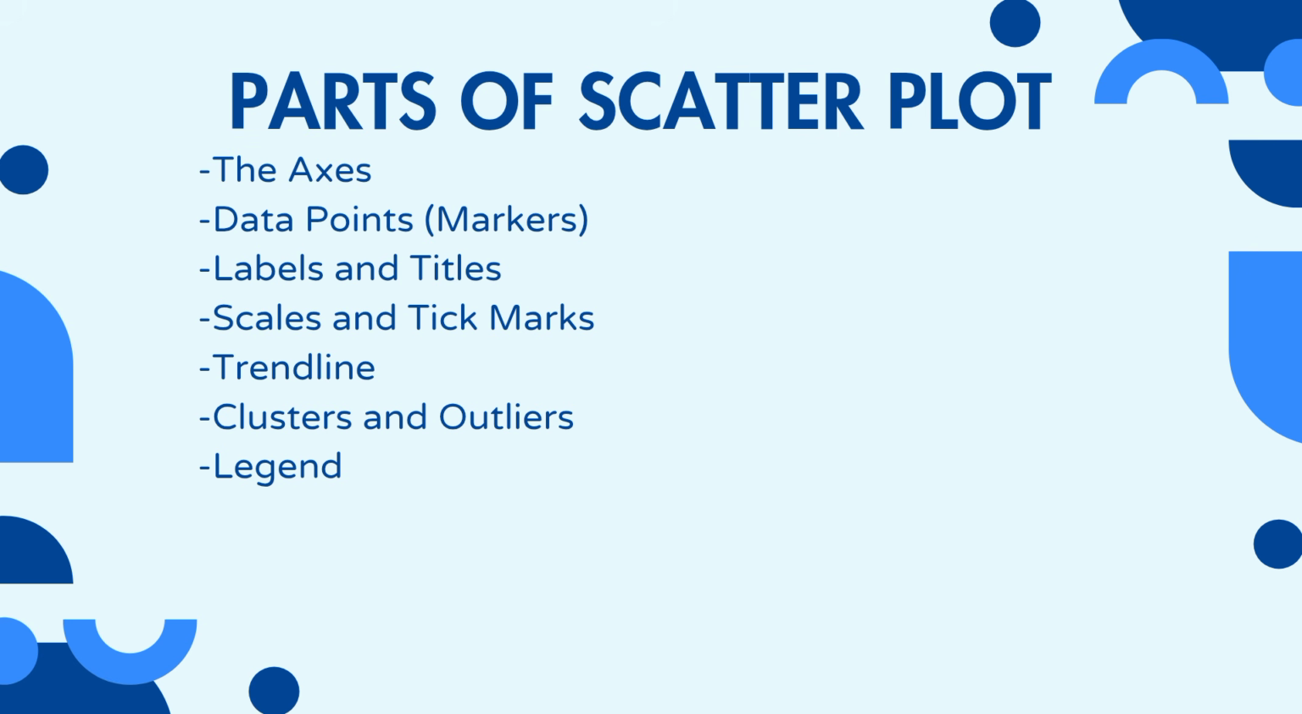The fourth is scale and tick marks. The scale is the numbers along the axis that indicate the range of the data. The ticks are the small lines marking specific intervals. A good scatterplot has a consistent scale that makes the data easy to read.